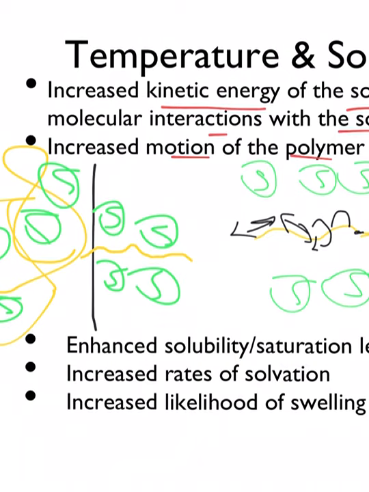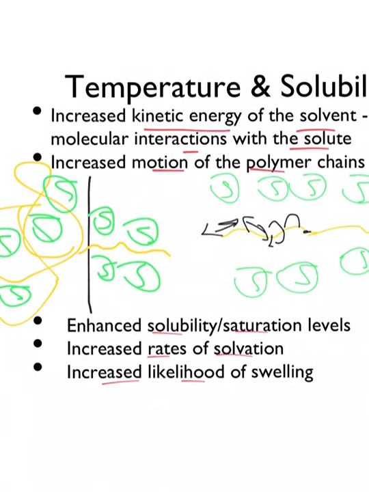Okay, and so what we can get when we increase the temperature are enhanced solubilities and increased saturation levels. This should make sense based on what we know, just salt and water. We get increased rates of solvation, meaning that the process can go more quickly when there's more energy available because everything moves around faster. And of course, thinking back to the plastic end of things, you also get increased likelihood of swelling because if the solvent's moving faster, it can penetrate and diffuse inwards more easily as well. Okay, so this, again, hopefully brings home the importance of temperature in these polymer-based systems.